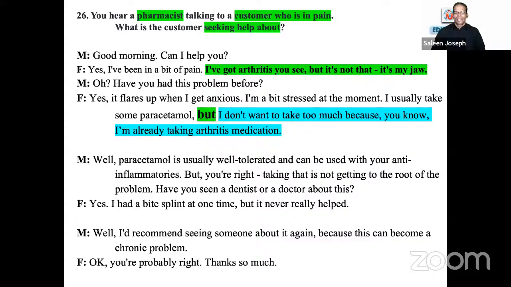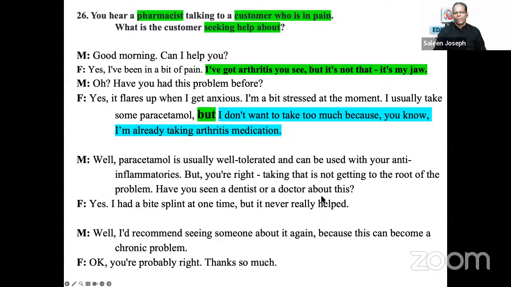Okay. After the contrast word, when there are two contrast words, the second one is important, if you remember the strategies. Then again, paracetamol is usually well tolerated and can be used with your anti-inflammatories. But you are right, taking that is not getting to the root of the problem. It's not, which means paracetamol is not the solution.